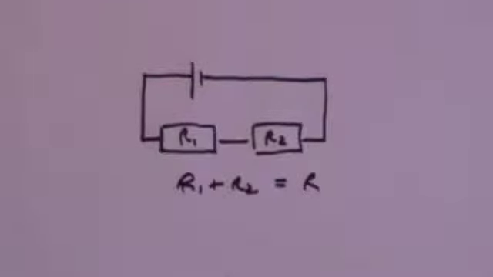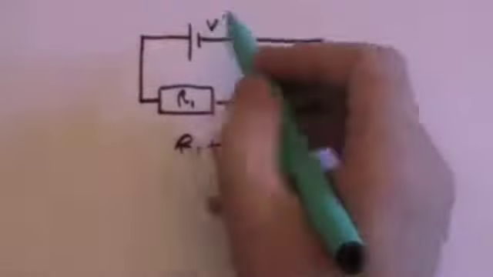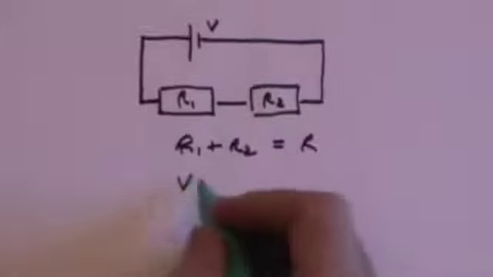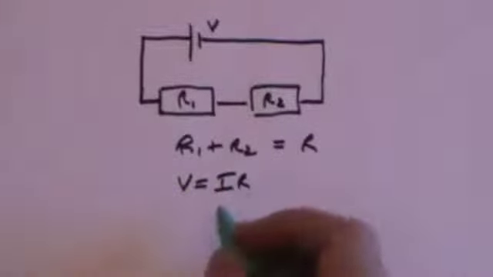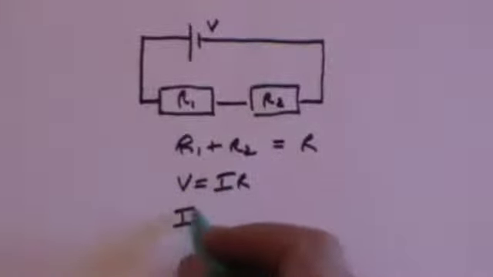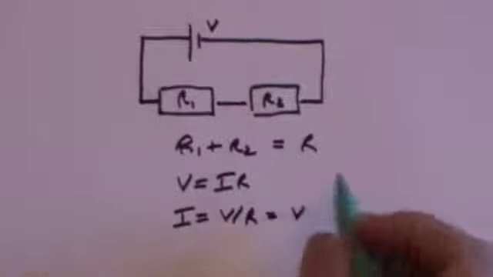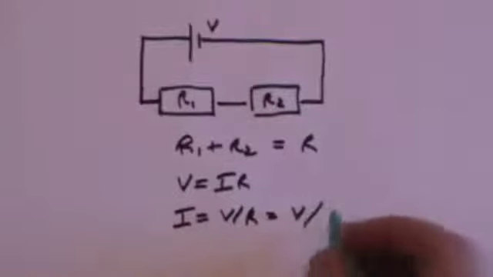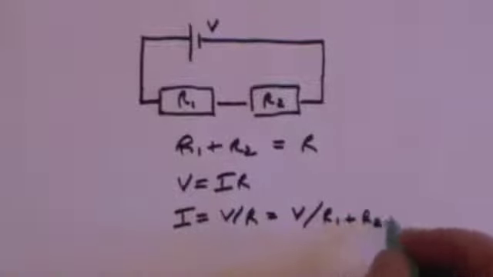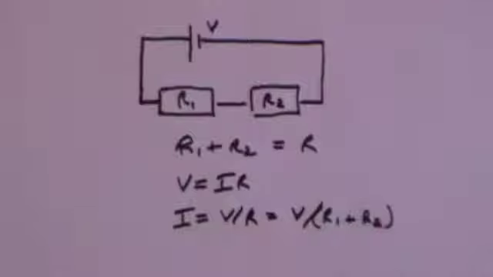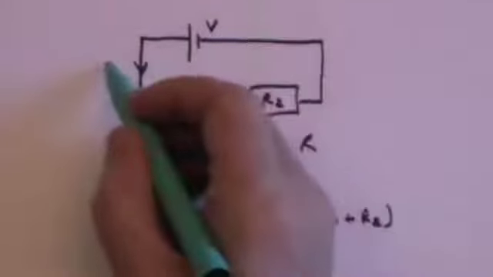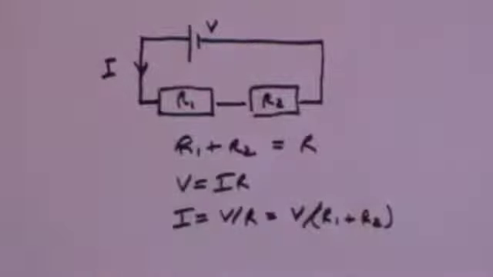And then you would say that if this is a voltage V, you use Ohm's law, V equals IR. That means that I is equal to V divided by R, which is equal to V, the voltage, divided by the total resistance, which is R1 plus R2. And that gives you the current which is flowing in the circuit.